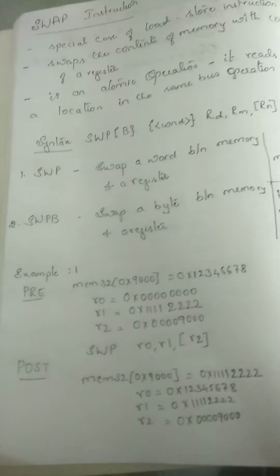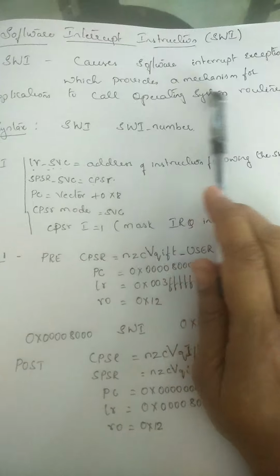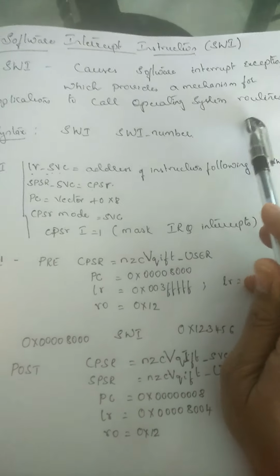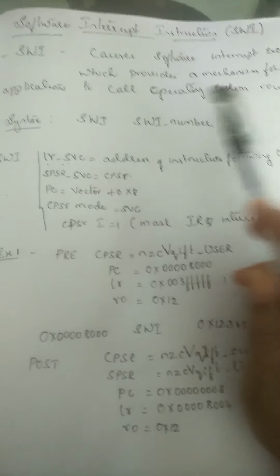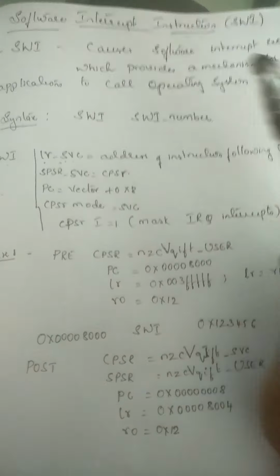We will move on to one more instruction, that is the software interrupt instruction. The software interrupt instruction causes a software interrupt exception, which provides a mechanism for an application to call an operating system routine. That means when an interruption occurs, it will automatically call certain operating system routines.